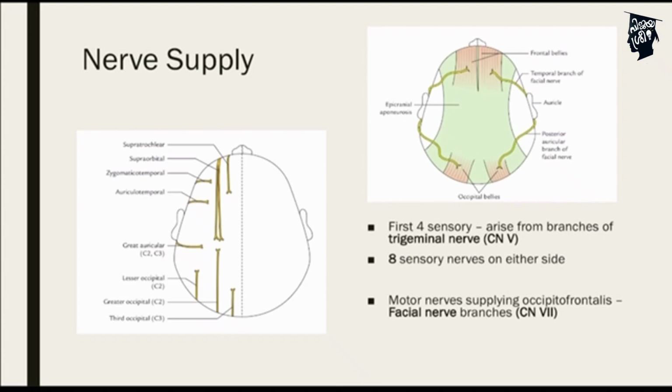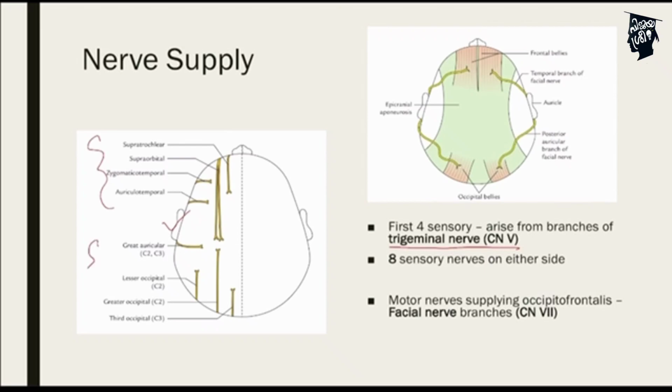There are 4 in front of the auricle. This right here is the auricle or the ear. In front of it, we have the supratrochlear nerve, supraorbital nerve, zygomaticotemporal nerve, and auriculotemporal nerve. All these 4 nerves arise from different branches of the trigeminal nerve, which is the 5th cranial nerve.